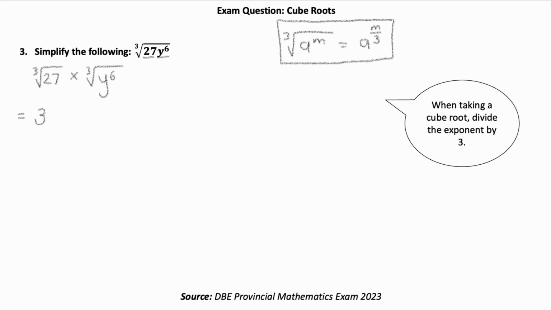Now for the variable part. The cube root of y to the power of 6 means we are dividing the exponent of 6 by 3. So it will look like this. Y to the power of 6 divided by 3. Now 6 divided by 3 is equal to 2. So the final answer is then 3y squared.